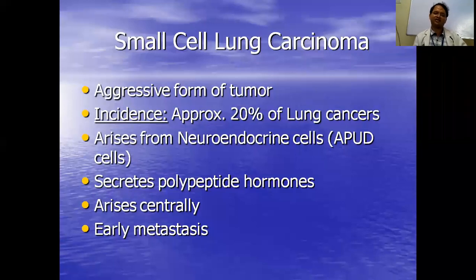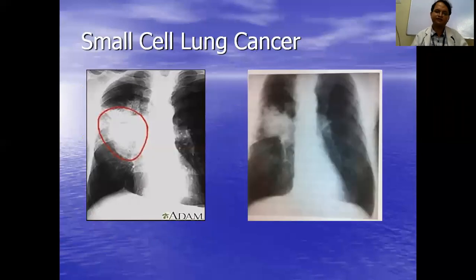Most of the cases of small cell carcinoma occur centrally. They arise centrally adjacent to the mediastinum in the lung, and the metastases spread early to different organs. This chest X-ray shows that the patient is having a paramediastinal mass in the right lung.